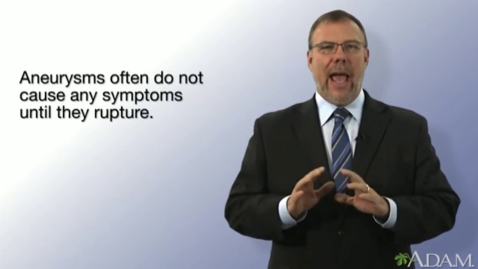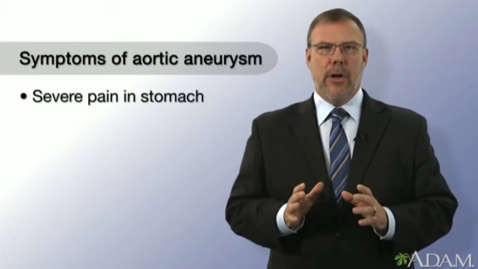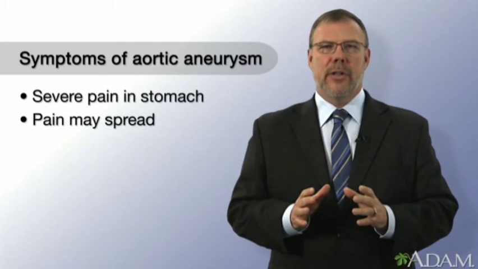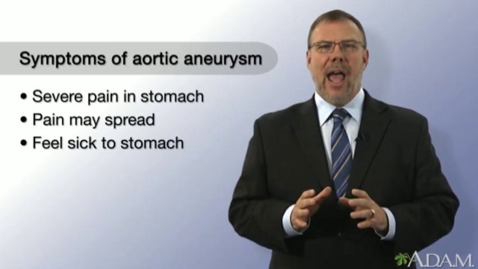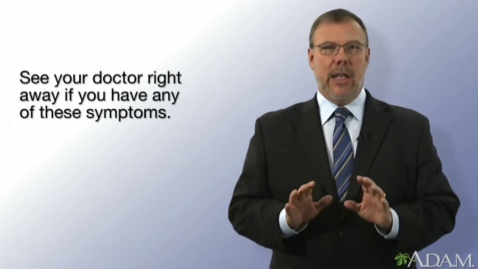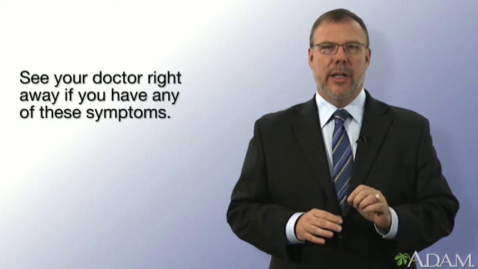So, how do you find out if you have an aneurysm? You may not realize that you have one because often aneurysms don't cause any symptoms until they rupture. An imaging test, like a CT scan or ultrasound, may help in finding a suspected aneurysm. If it does break open, you may feel severe pain in your stomach. That pain may spread to your groin, buttocks, or legs. You could also feel sick to your stomach, have clammy skin, and your heart may beat faster than normal. If you have any of these symptoms, see your doctor, who can examine you.